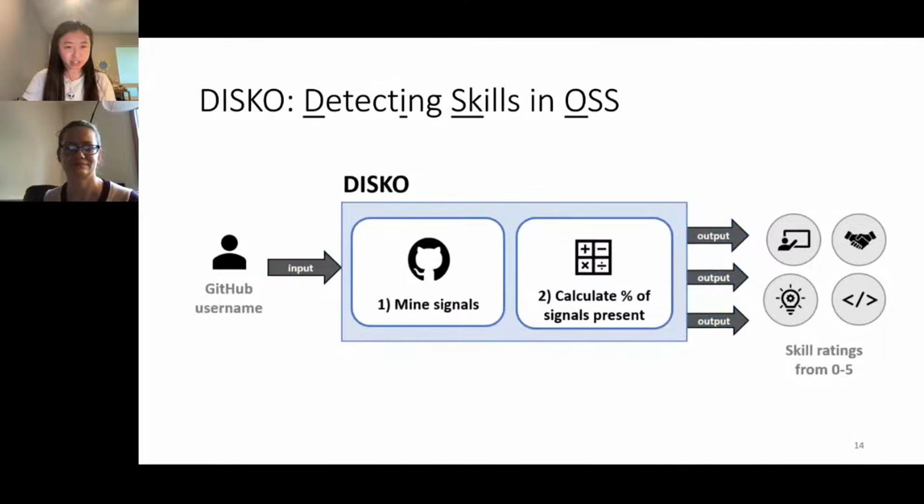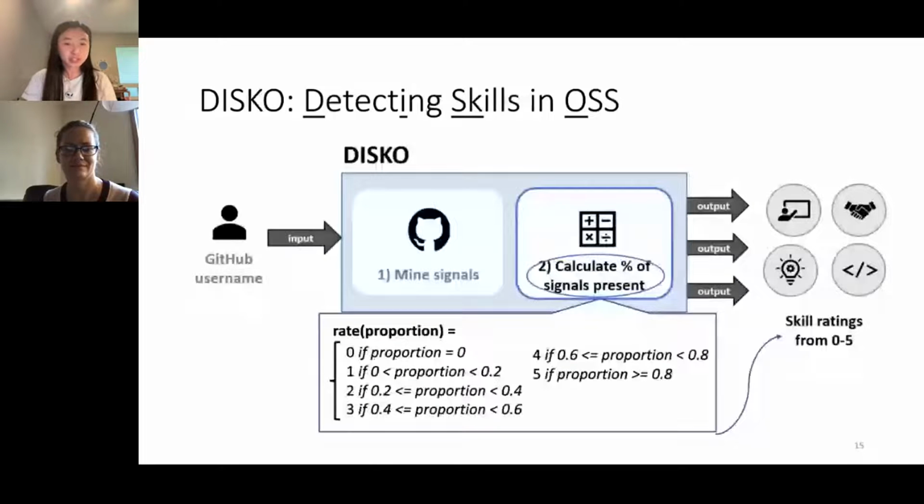So the way that Disco works under the hood is that it first mines signals and then takes the proportion of the signals present to compute the skill ratings. If we look specifically at how we calculate these skill ratings, we have a very simple piecewise function that uses the proportion of signals present for each skill. So this is a rather simple and straightforward way to determine or generate skill ratings.